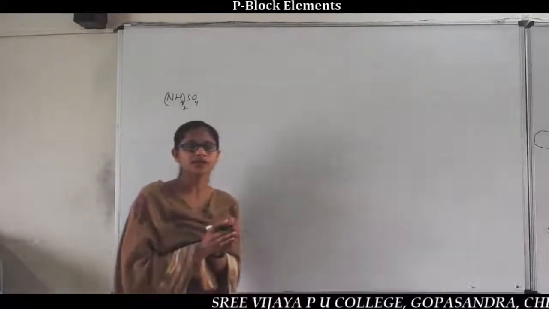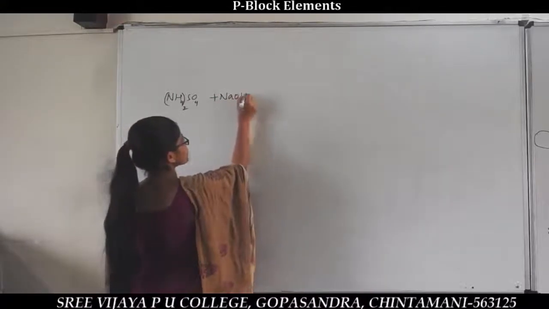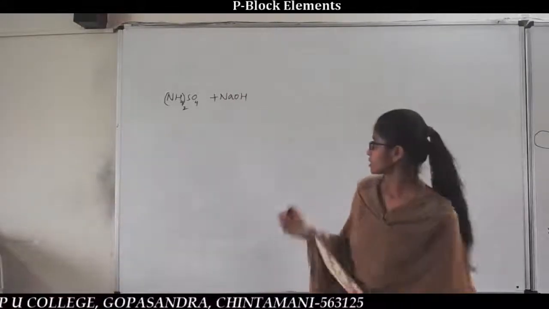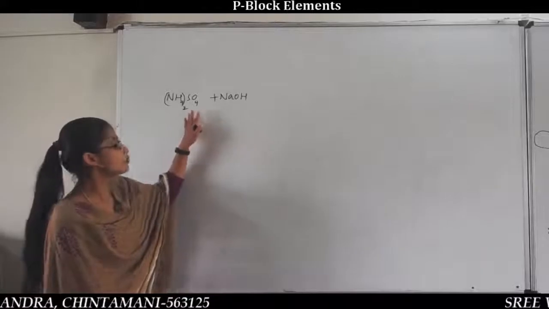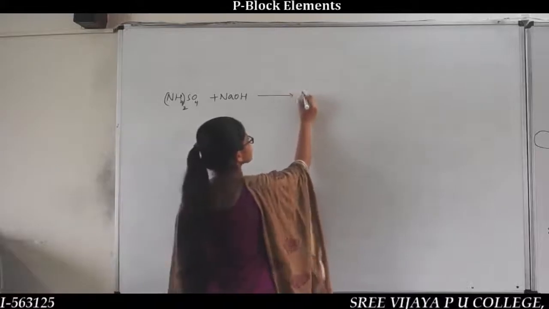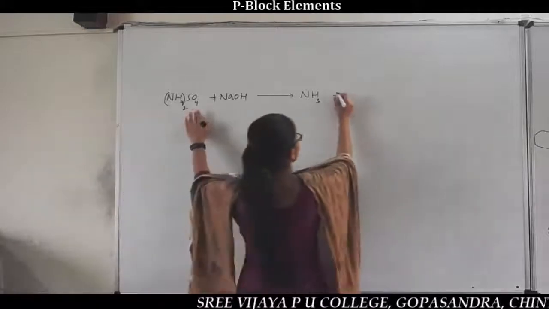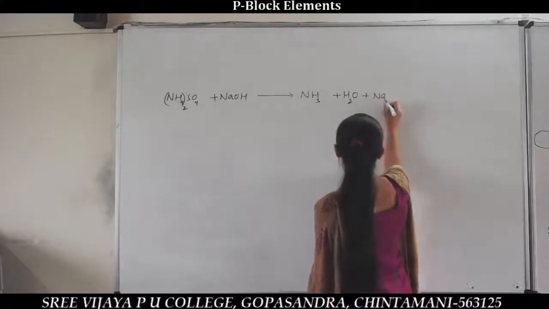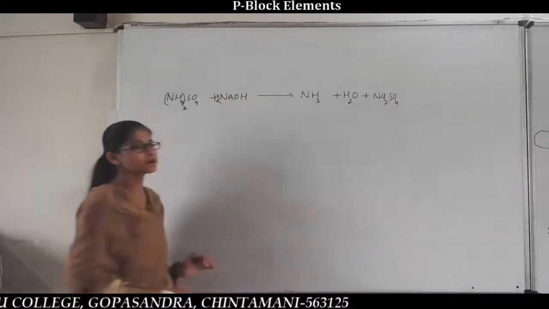The ammonium salt is treated with a base like sodium hydroxide or calcium hydroxide. We know that sodium hydroxide is a strong alkali, a strong basic solution. When ammonium sulfate is treated with sodium hydroxide, ammonia gas is eliminated along with water, plus the byproduct sodium sulfate.